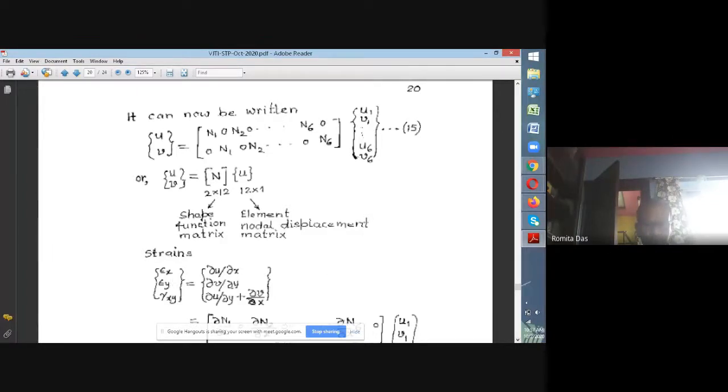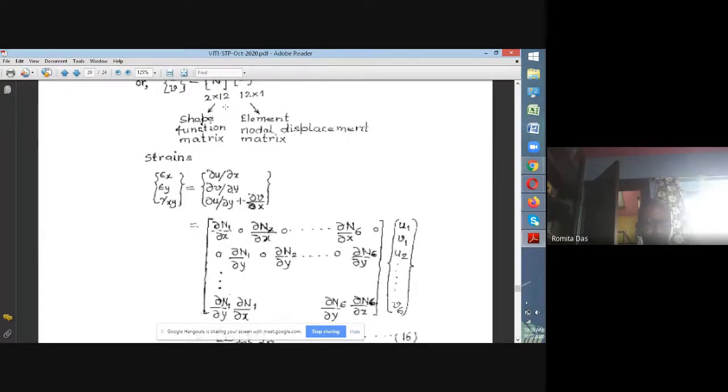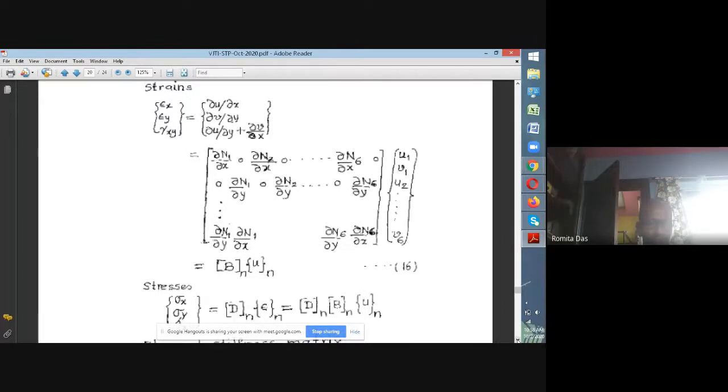So that's how it is. And by the routine procedure that we have followed earlier, the strain matrix is going to be given by this, and which finally boils down to a matrix which will have 12 rows and 12 columns, because you have 12 displacements here.